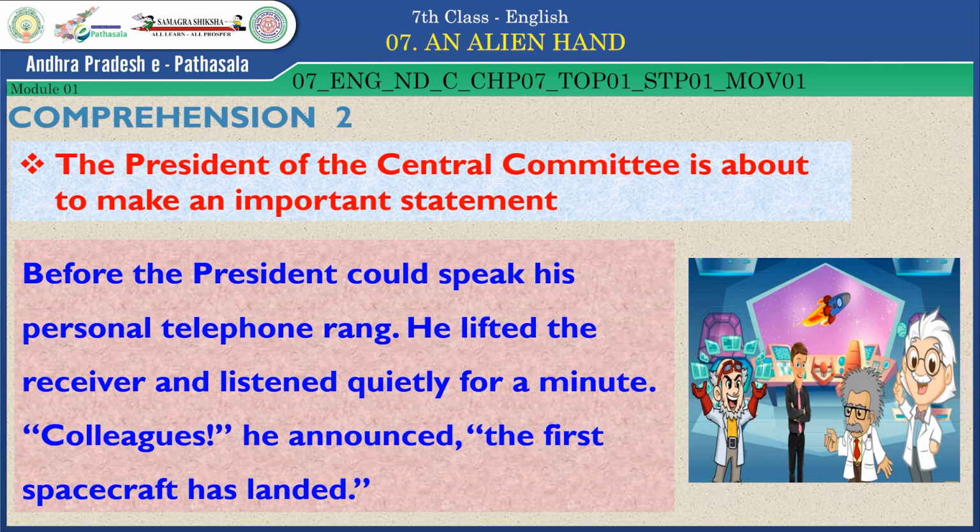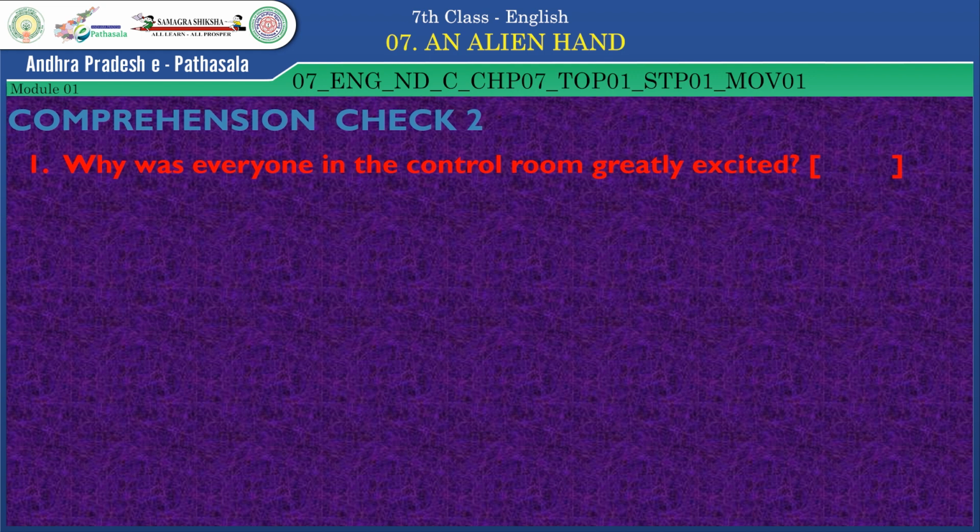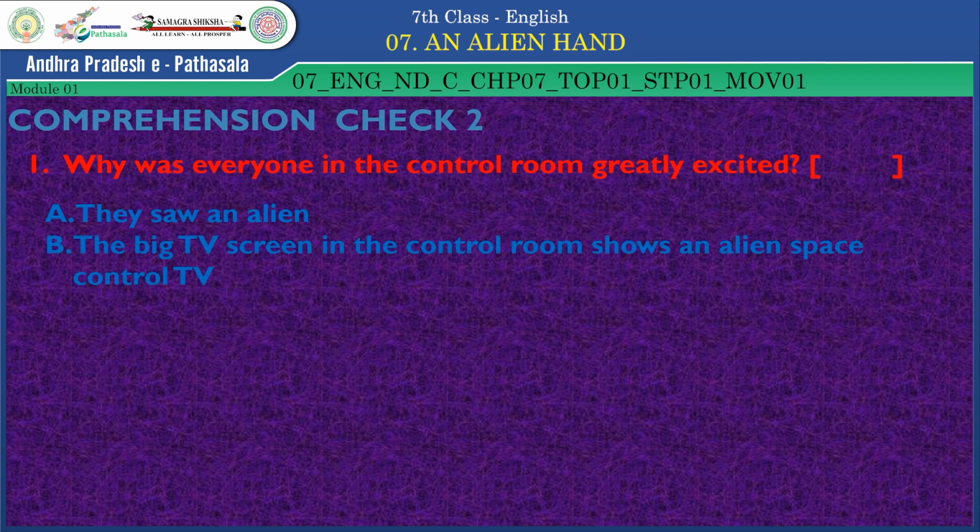Children, now let's check how much we understand the reading comprehension 2 through some questions. Comprehension check 2. Question number 1. Why was everyone in the control room greatly excited? Option A. They saw an alien. Option B. The big TV screen in the control room shows an alien space control TV. Option C. They saw an object approaching the planet. Which one is the correct answer? Yes, you are right. Answer is option C.